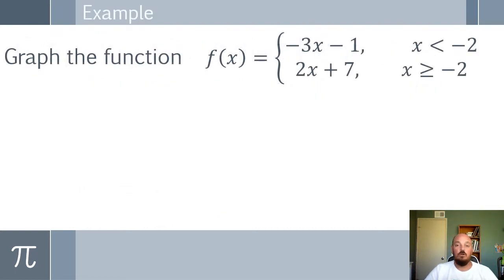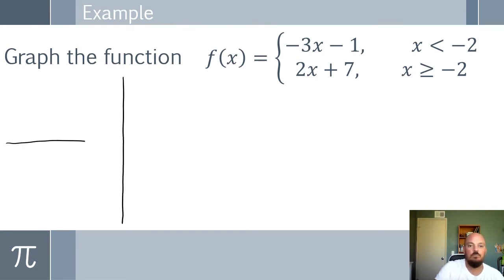So let's graph for our example today. Let's graph the same function we just did. f(x) equals -3x minus 1 for x is less than -2, and 2x plus 7 for x is greater than or equal to -2. And I'll go ahead, I'll draw myself a blank graph here so we have something to work with, and we'll mark some points on it.